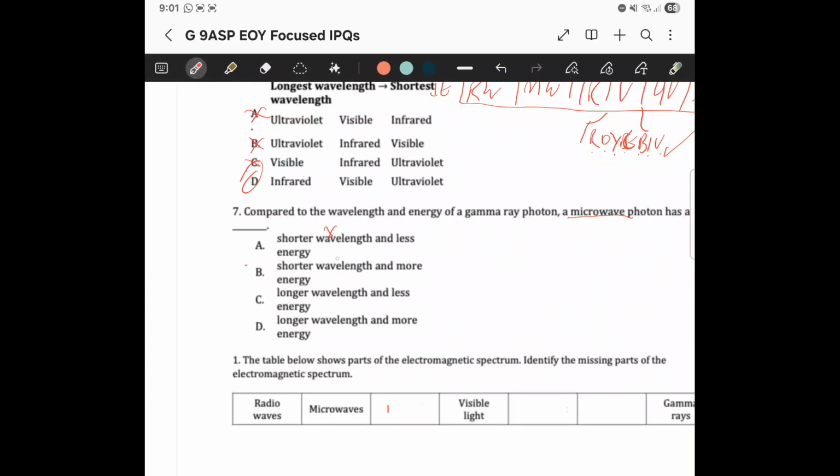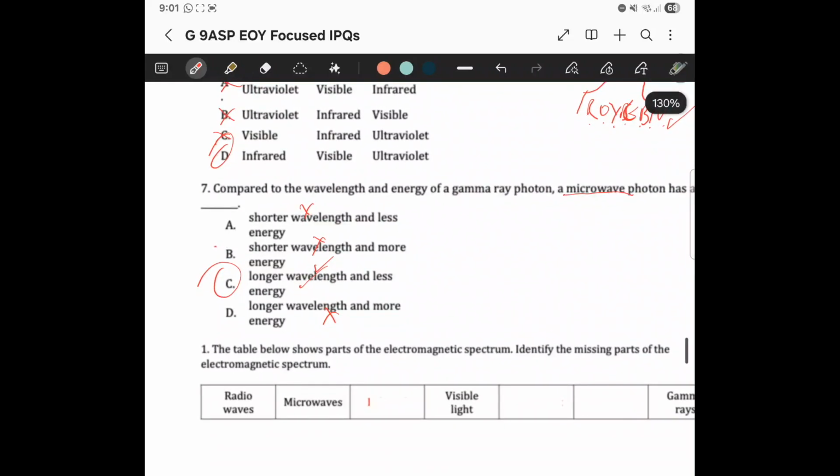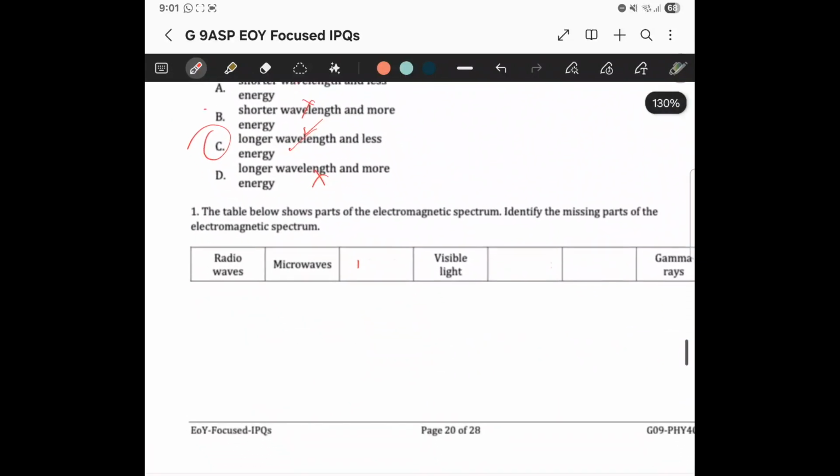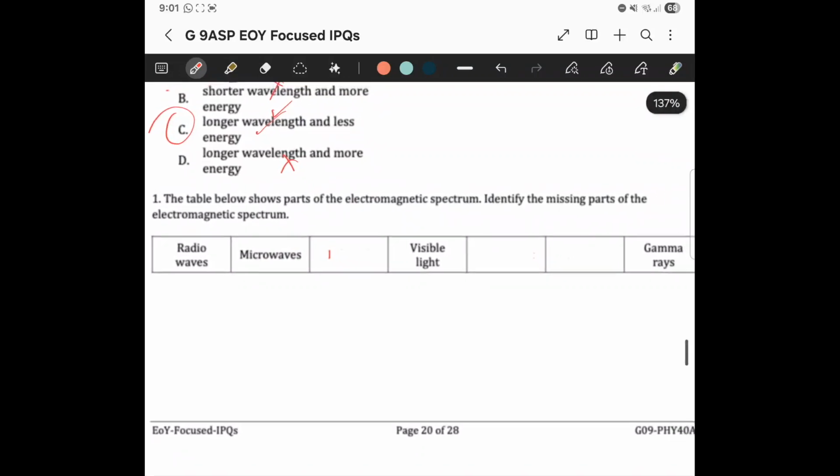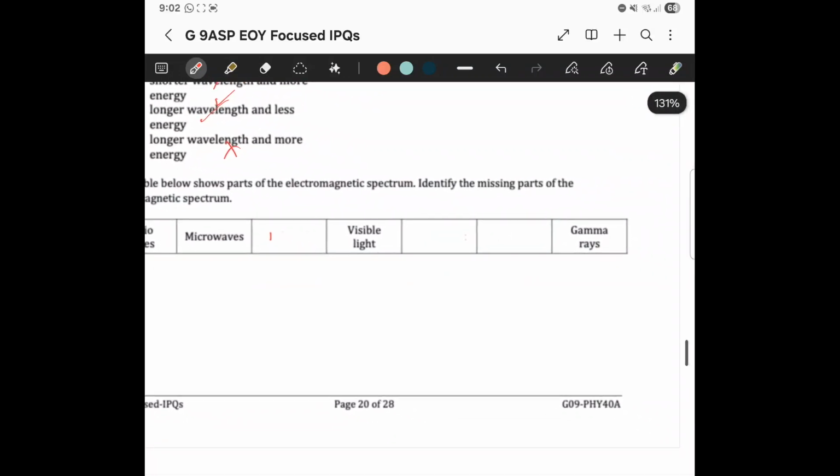Microwave photon, shorter wavelength is wrong. Big wavelength, yes. Less energy, yes. Long wavelength and more energy, wrong. So C is the answer. I see that they've written B over here. I guess that's another mistake in the answer key. Nope, it is actually C. It has a longer wavelength and a smaller energy. So, very good. Next, you have to identify the missing parts.